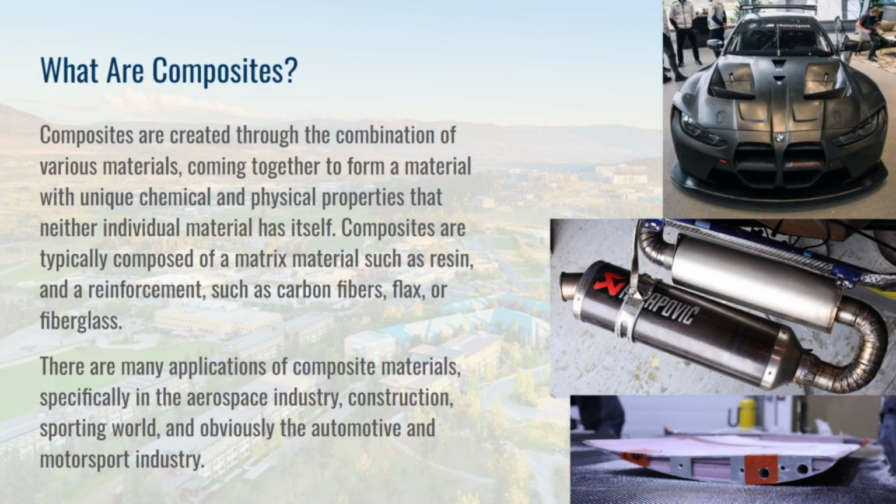When we make composite materials, we generally, like I said, have this fabric, and with it a matrix of sorts, generally a resin, which gives it that stiffness but doesn't really add too much strength. There's a ton of applications of composites, specifically aerospace, so planes, rockets, that type of thing. Construction, sports equipment, like rackets, bats, and then obviously the automotive and motorsport industry.